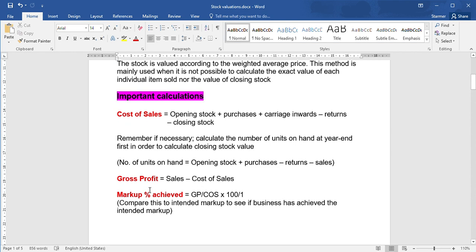The other thing you need to be able to calculate is gross profit. You should by now know this calculation, simply sales minus cost of sales. Sometimes they ask you to calculate the markup percentage achieved. The markup percentage is your gross profit divided by cost of sales, and because we want a percentage, we times by 100. You're going to use whatever markup percentage you achieve and compare that to your intended markup. In that way you can see whether you've achieved your intended markup or not.